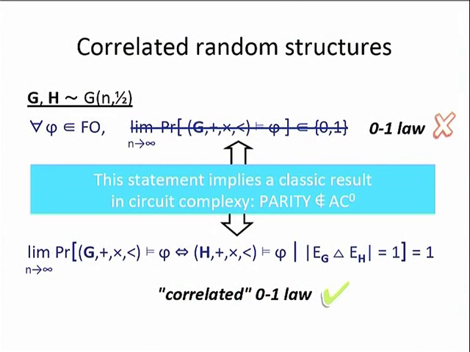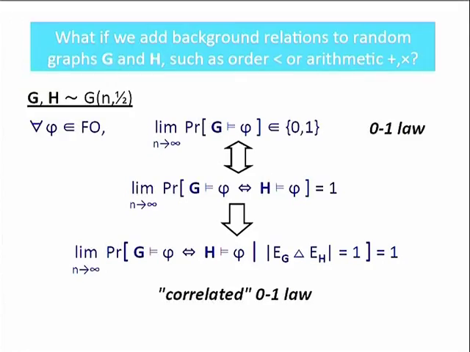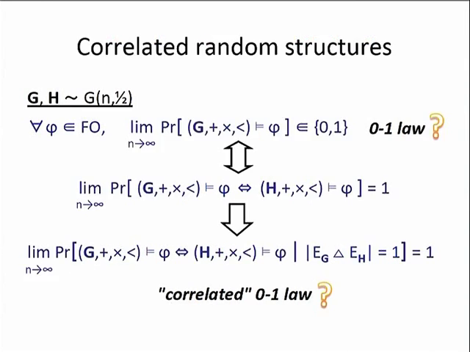So we're taking random graphs G and H conditioned on G and H differing at exactly one edge. This is the symmetric difference between the edge set of G and the edge set of H. Or in other words, you can first take a uniform random G, then pick a uniform random edge and flip it. That's how you get H. The first two statements here are just the 0-1 law that we saw before, where G and H are independent and random. The point I'm making is that the 0-1 law directly implies this weaker statement: if G and H are not independent but differ at one edge, we still have this correlated version of the 0-1 law.